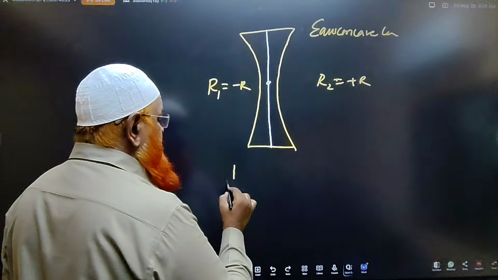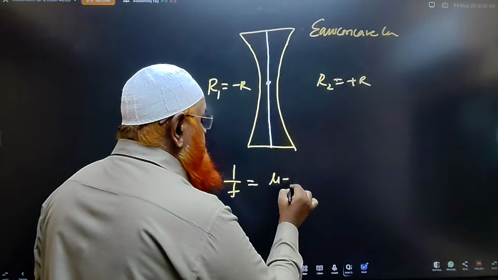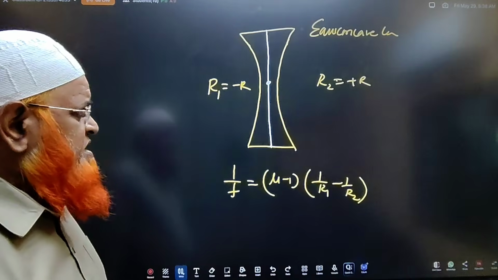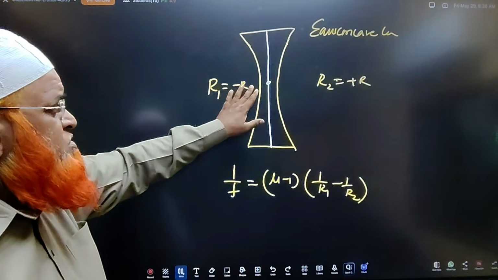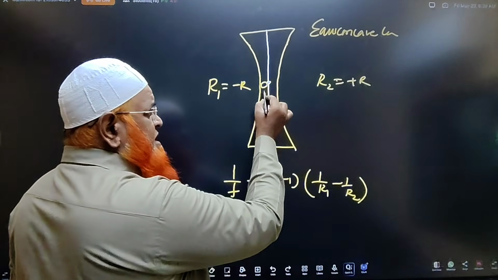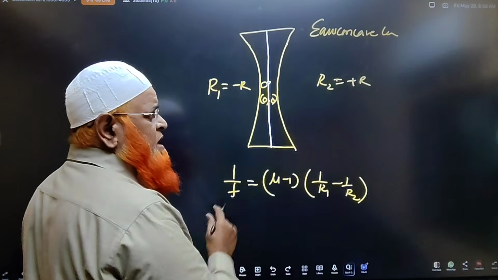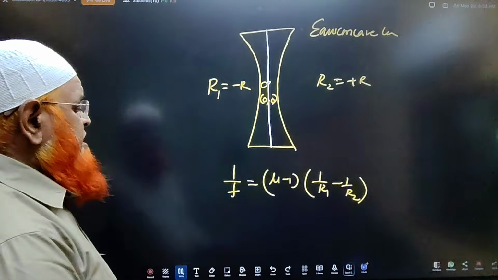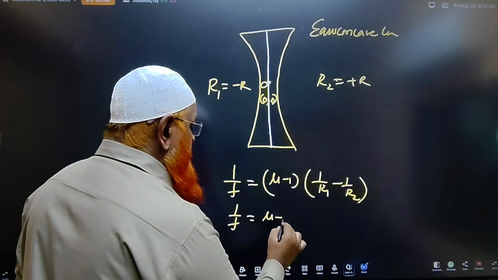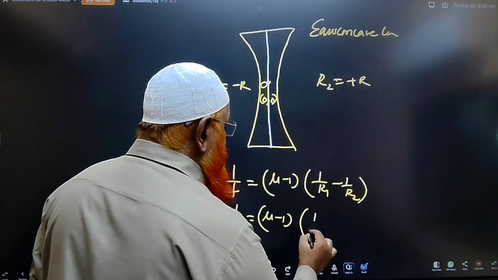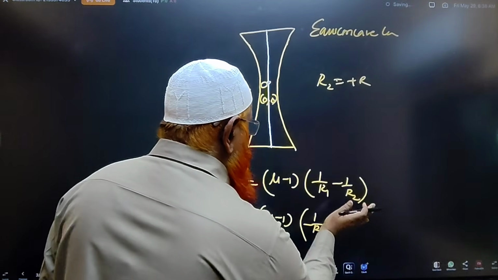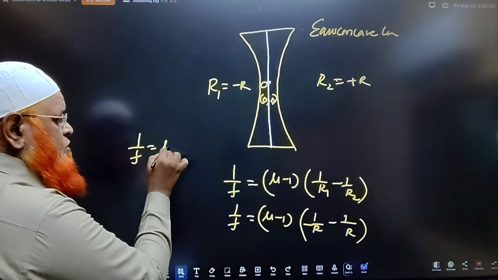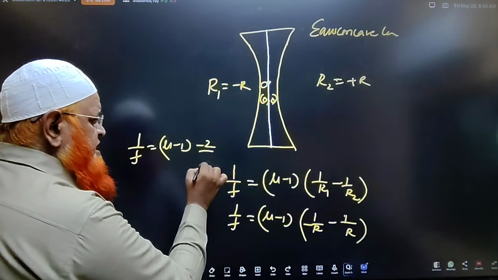Now, what is the lens maker's formula explained here? 1 by f is equal to mu minus 1 into 1 by R1 minus 1 by R2. So, what do you understand from this? This curvature is coming first, whose center is on the left side, and I told you this is the optic center, which is taken as the origin here. This is R2, whose center is on the right side, so that's taken as plus R. So, by using the lens maker's formula, 1 by f is equal to mu minus 1 into 1 by R1, taken as minus 1 by R, minus 1 by R2, taken as R. Therefore, 1 by f is equal to mu minus 1 into minus 2 by R.